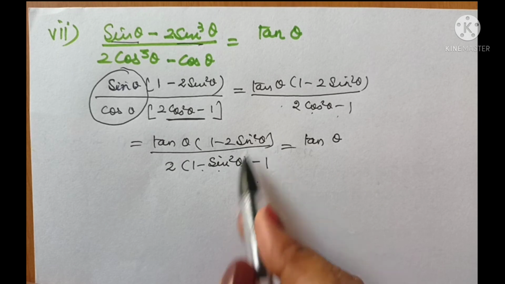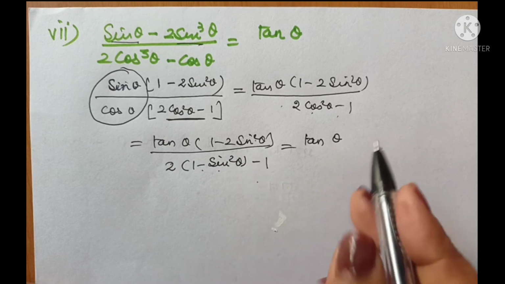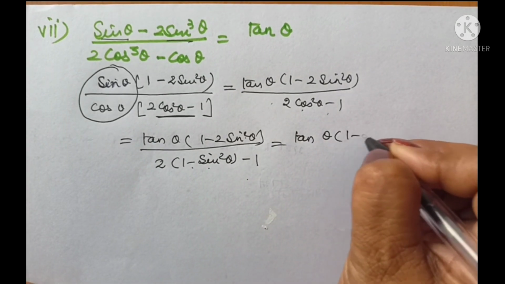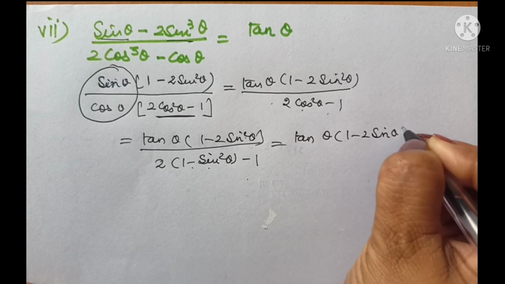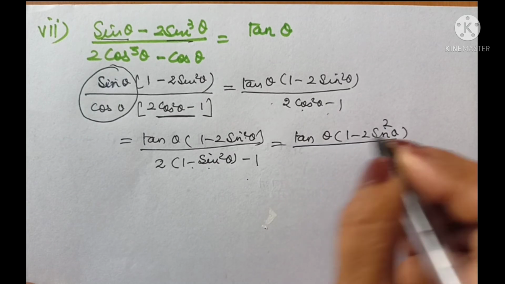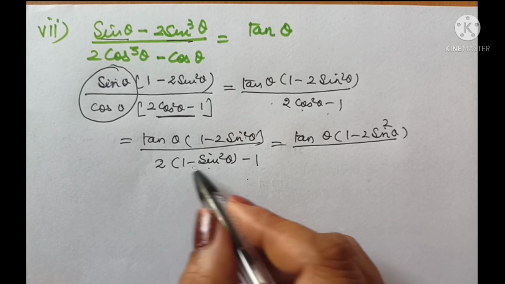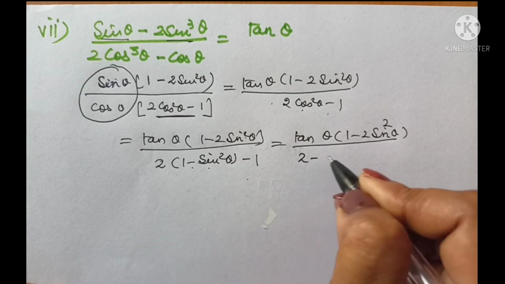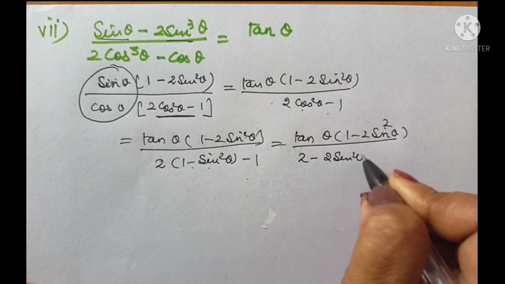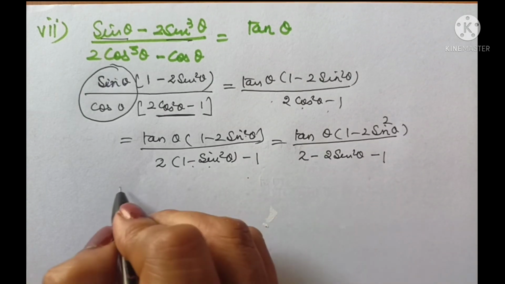This doesn't cancel sine square with sine square. We should have exactly the same term to get them cancelled. Tangent theta into 1 minus 2 sine square theta divided by. Now let's open this. 2 ones are 2 minus 2 sine square theta minus 1. Let us solve it further.